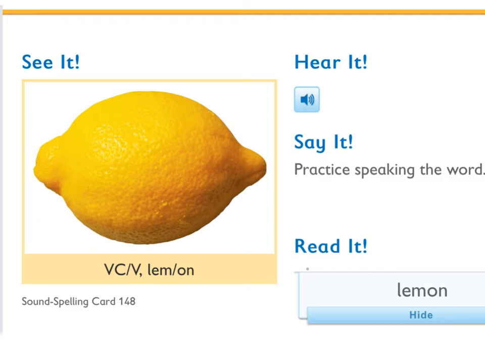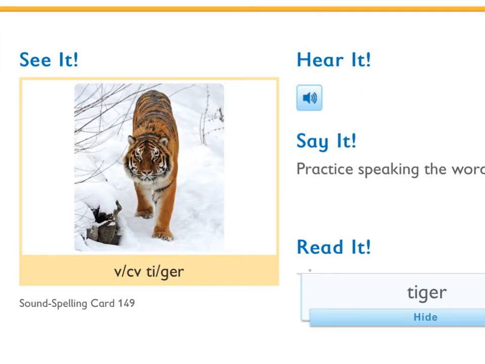In the word lemon, we know that when we divide it after the consonant, this becomes short. Lem, on, lemon. So that is short. And then when we go to the next one, when it's divided after the first vowel, then it's long. So tiger, tiger.